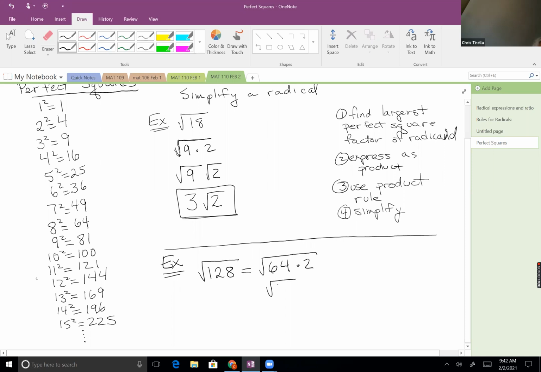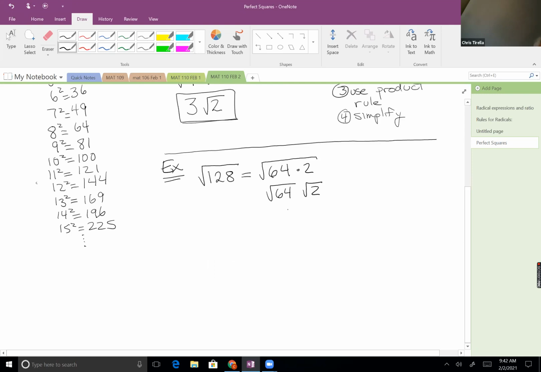And so I'll treat that as the square root of 64 times the square root of 2. The square root of 64 is 8. And so my final answer is 8 radical 2. And if you can pull out that largest perfect square, it makes your life easier.